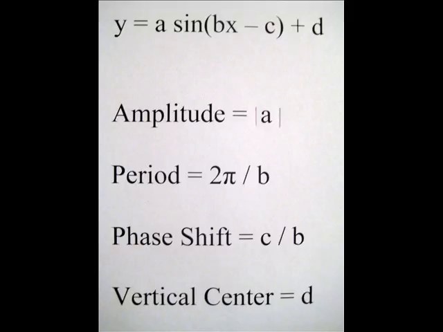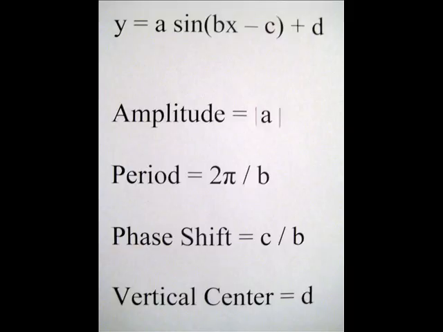The next thing you need to figure out is the period. That's how long it takes before the curve repeats itself once and gets ready to do the same cycle over again. Your period is defined to be 2 pi divided by your b value. The next thing you need to find is the phase shift. The phase shift is defined to be c divided by b, and it's how far the entire curve is going to shift either to the left or to the right.